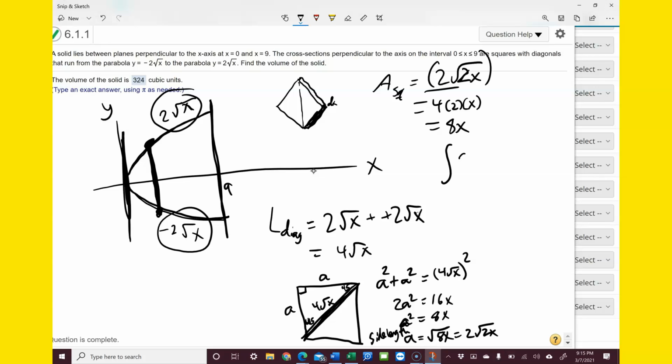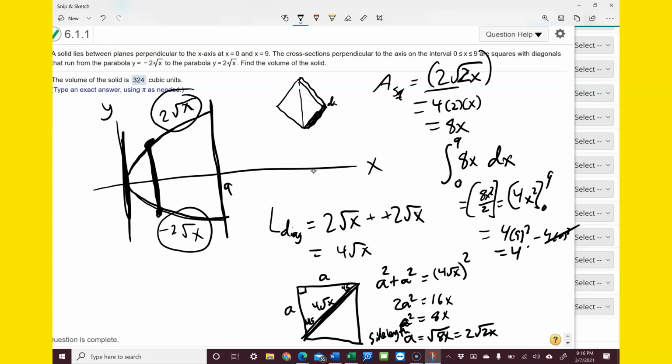And now integrate that. That's the area. So integrate the area over that full 0 to 9 length. And that's going to be 8x squared over 2, which is 4x squared from 0 to 9, which is going to be 4 times 9 squared minus 4 times 0 squared. Well, that's just 0. So it's 4 times 81. 4 times 1 is 4. 4 times 8 is 32. So 324 is the volume of that solid.